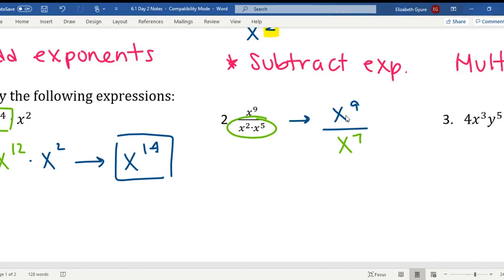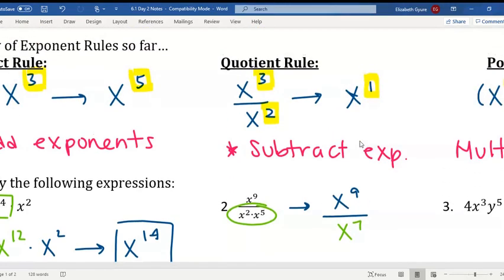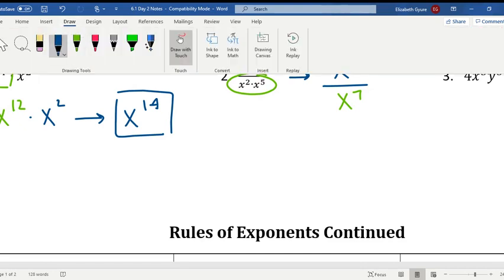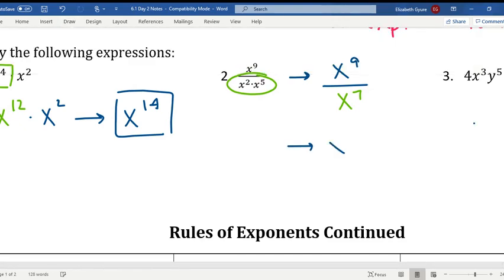Now I just have one thing on the top and one thing on the bottom. So this is my quotient rule. This is stack them and do what? Stack them and, don't make me just talk to myself, guys. Stack them and what? Subtract them, right? Stack them and subtract them. So I'm going to subtract my 9 and my 7. Nick, how do you think I could simplify this when I subtract my exponents here? What should I get? Yeah, exactly. X to the 2nd power. Very good.